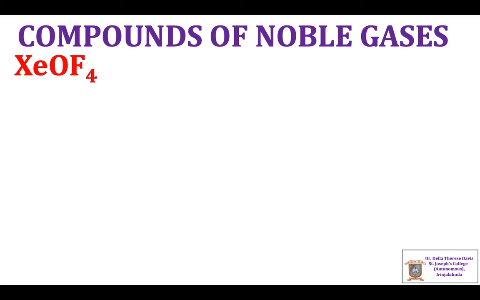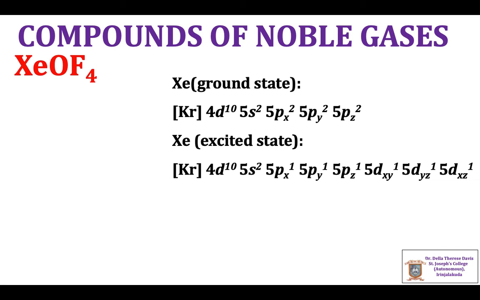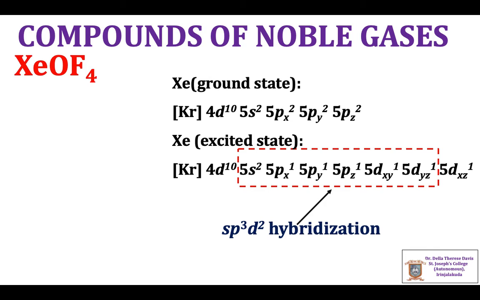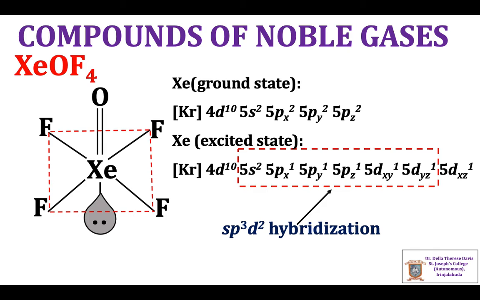Next is XeOF4. In this molecule, 3 p electrons are excited to d orbitals, and xenon undergoes sp3d2 hybridization to form 6 hybridized orbitals. Out of these 6 hybridized orbitals, one of the orbitals contains the lone pair of electrons. And the other 5 half-filled hybridized orbitals are used for sigma bond formation.